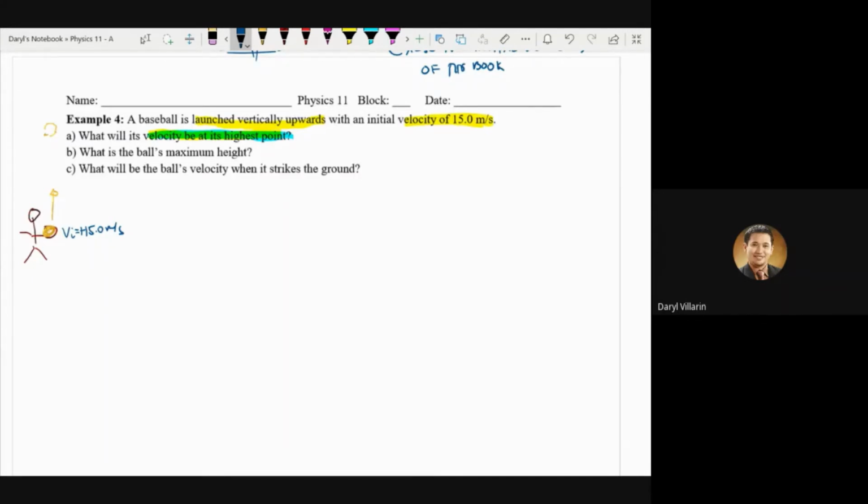So for the first question, letter A, even if you will not be necessarily computing this one here, what happens to the object at maximum height? Well, it is a point wherein it will start to move down also. That's the maximum height, the highest point, right? So this is always the case. At the highest point, the velocity is 0.